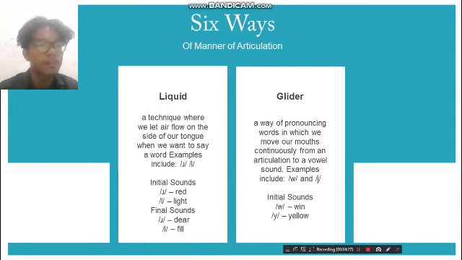Then the last is glide. Glide is a way of pronouncing words in which we move our mouth continuously from an articulation to a vowel sound. For example, for initial sound, wind, yellow.